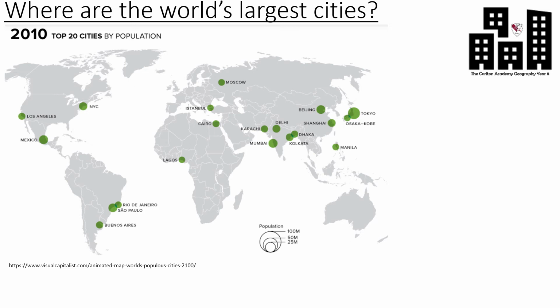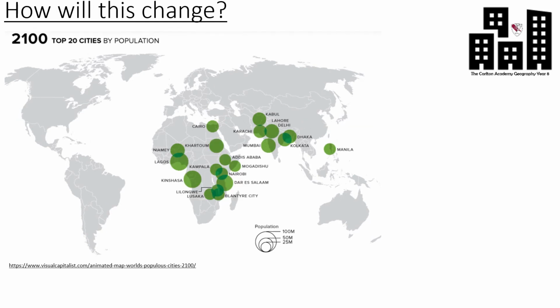So here is a map of the top 20 megacities from 10 years ago in 2010. You notice they are quite spread around the world, but there's quite a lot in Asia, and then there's 2 in Africa, 2 in Europe, 3 in North America, and 3 in South America. So here is a map to show how this will change. By 2100, the top 20 cities are expected to be all within Asia and Africa.